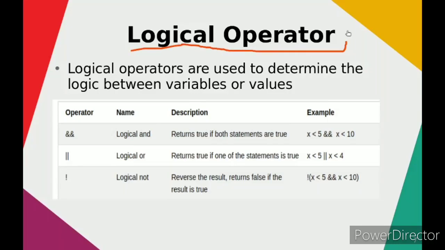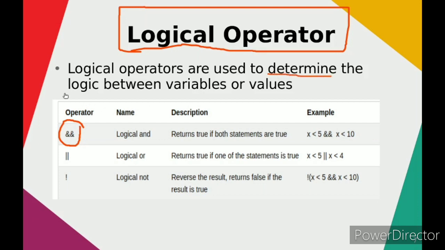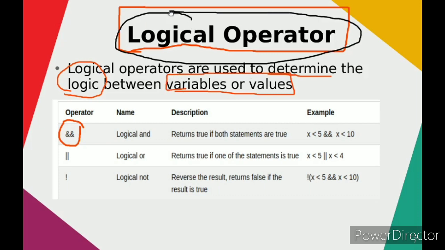Coming over to the logical operator, like every operator, our logical operator is also a symbol, and this symbol is used to determine the logic between variables or values. Now, since we are dealing with logical operators, the logical operator expects the variable to hold a value in terms of zeros and ones, that is logical values, so that it can work its logic on the logical values and provide us with another logical value.